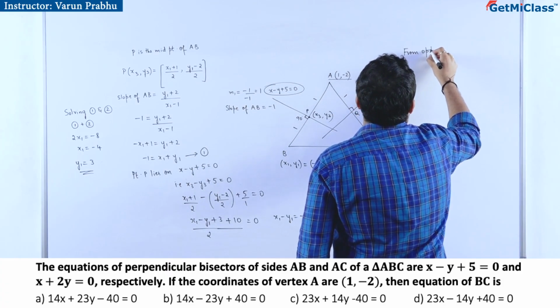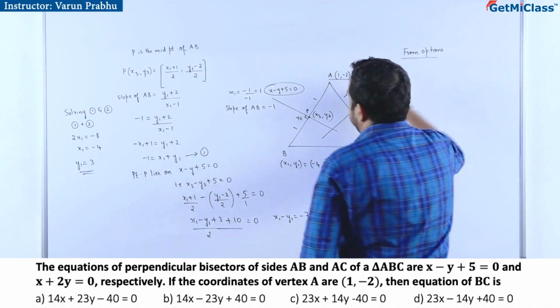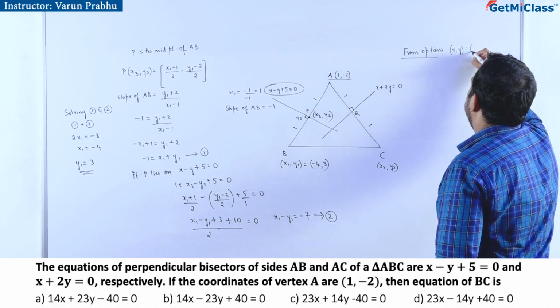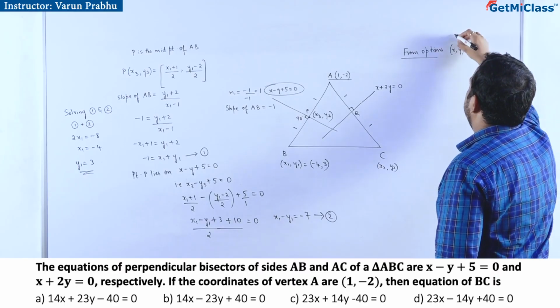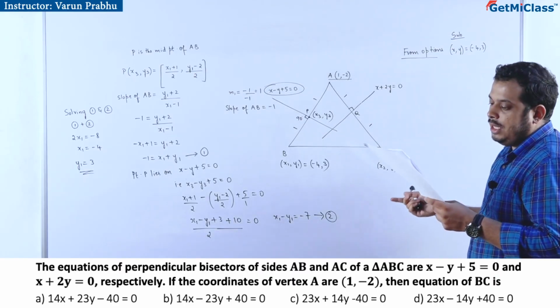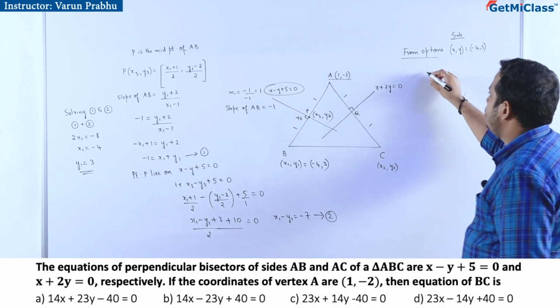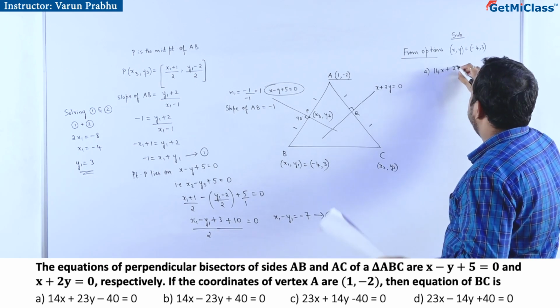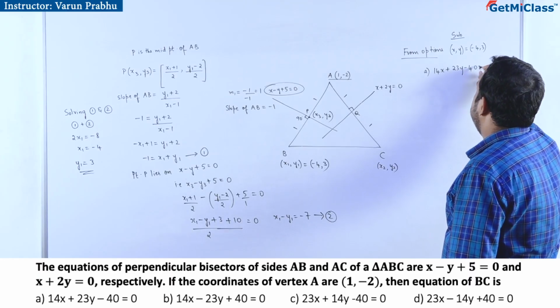From the options, what do you do? You substitute the point (x, y) = (-4, 3) into the options and see which line equation is satisfied; that will be the answer to the question. Now see the first option: 14x + 23y - 40 = 0.